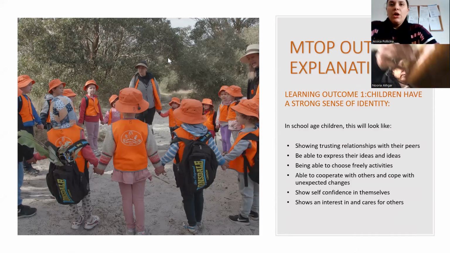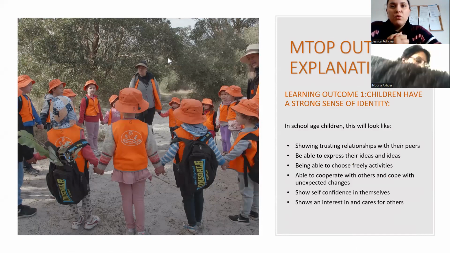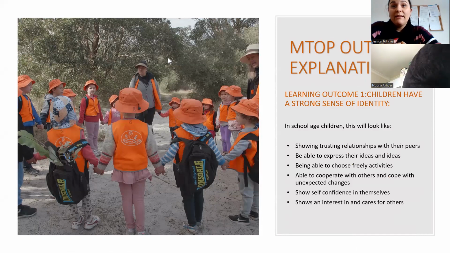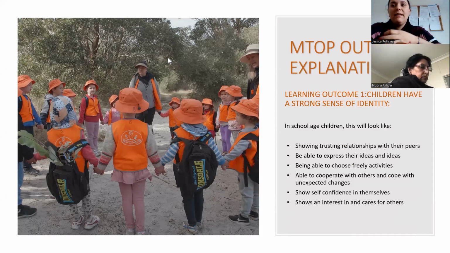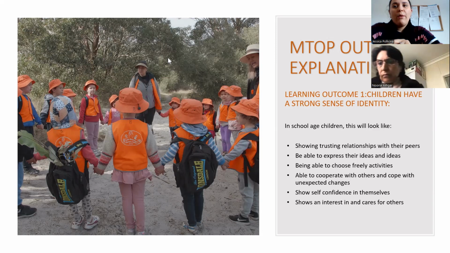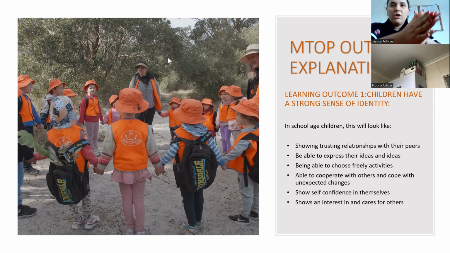Okay, so with outcome 1, in school age children, this will look like showing trust in relationships with their peers and their friends, being able to openly express any ideas or feelings they have, being able to freely choose activities, able to cooperate with others and cope with unexpected changes, so show self-confidence in themselves, and also show an interest in what they're doing, but also showing an interest and care for what other people are doing as well.